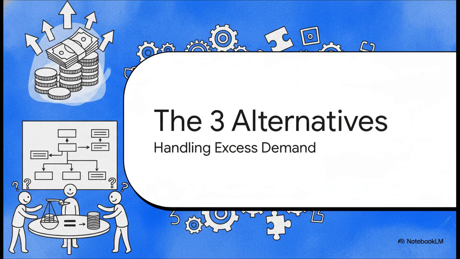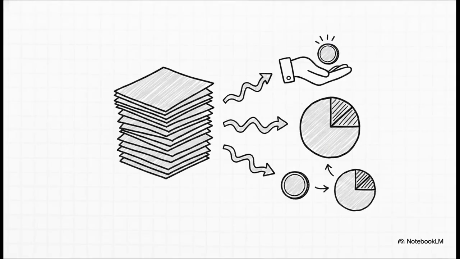Moving on to Section 2, the 3 alternatives. So, what can the company directors actually do when they get swamped with extra applications? How do they solve it fairly? Well, they've basically got 3 options. First, they can just reject the excess applications and refund the money.